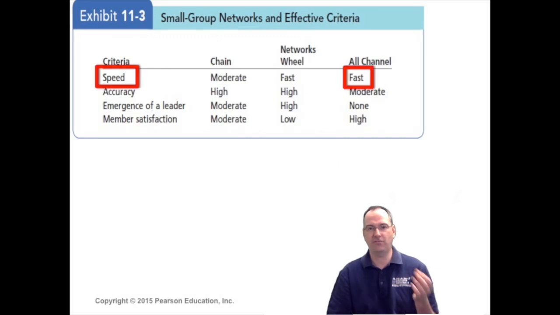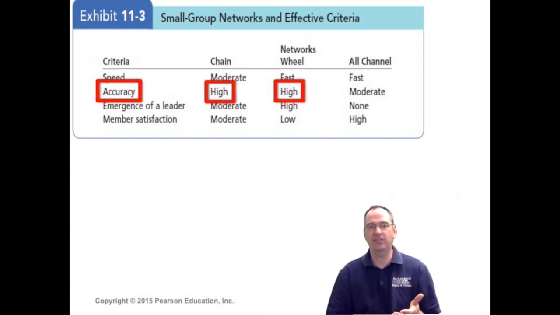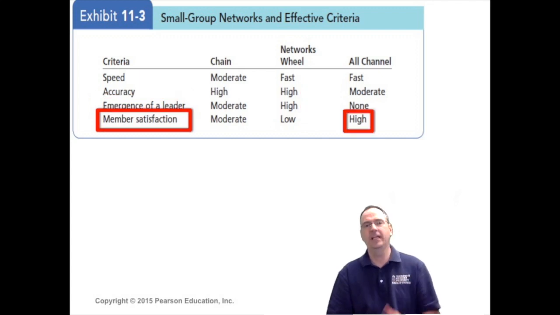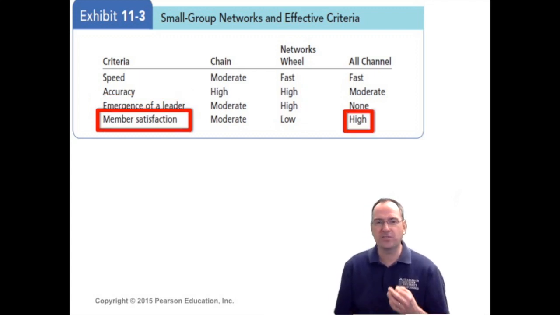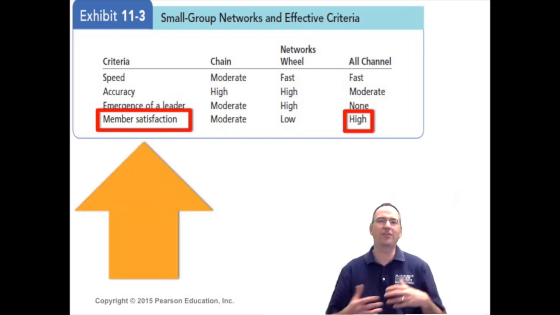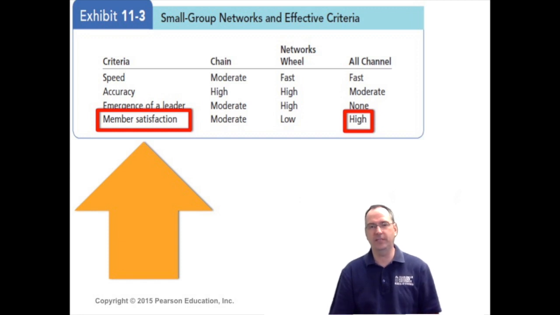If speed is your highest criterion, then all-channel is going to be fast. If accuracy is your issue, then the chain and the wheel are going to be high for accuracy. If you're really focused on a leader, then you're going to be looking at the wheel. If what you're most concerned with is member satisfaction and organizational productivity because they're happy and satisfied at work, then you're probably looking at an all-channel network. That's going to be more important.